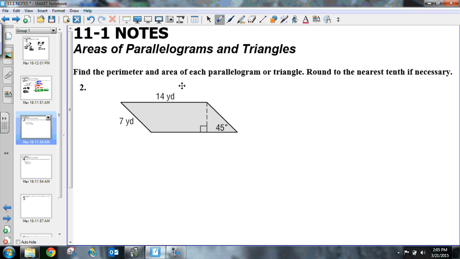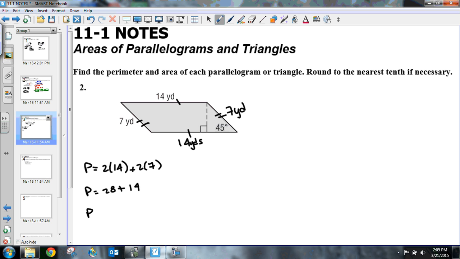Okay, it wants us to find the perimeter and area of each parallelogram. Now, what I know about this figure, if this is a parallelogram, then I know that these two segments are congruent, so this is 14 yards. And I know that these two segments are congruent, so this is 7 yards. So if I wanted to find my perimeter first, I have two 14s, so I'm going to take 2 times 14. I have two 7s, so I'm going to add 2 times 7, and that's going to give me 28 plus 14, and my perimeter is going to end up just being 42 yards.